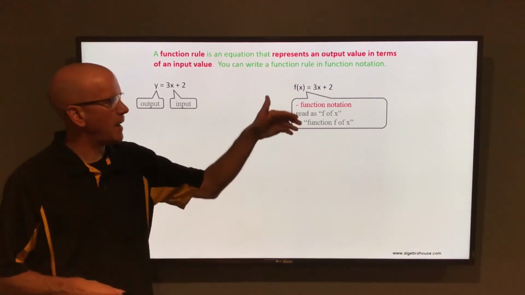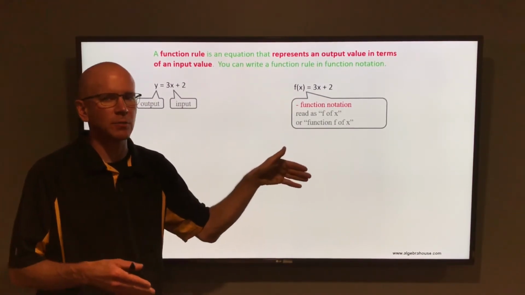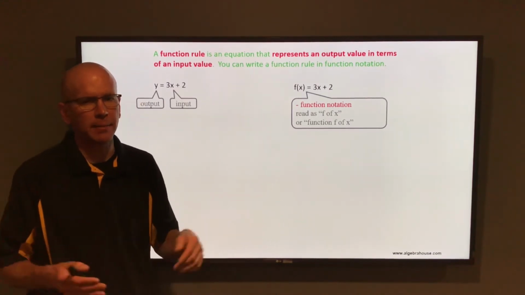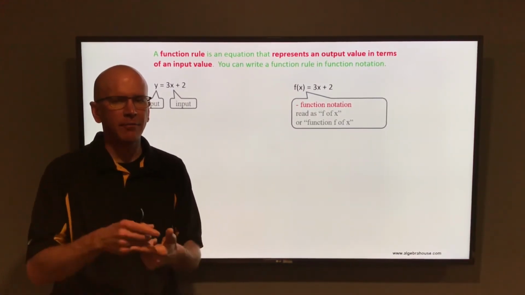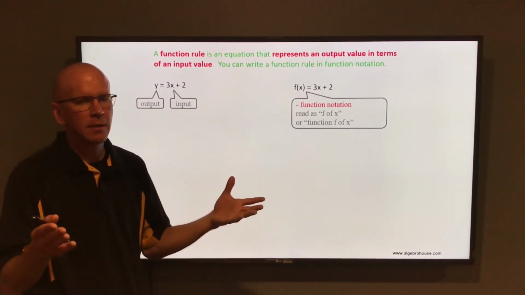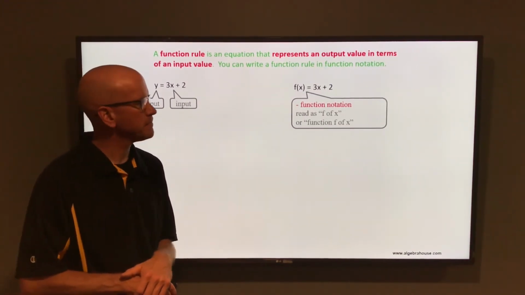So when you see f of x, when you see g of x, when you see h of x, those are the common ones. Those are the y values. Remember that. f of x, g of x, h of x, those are y values.